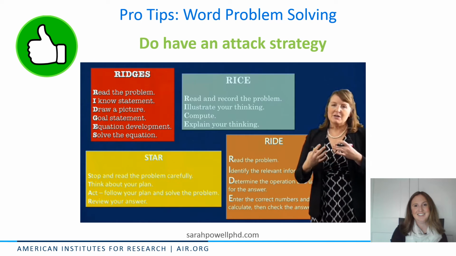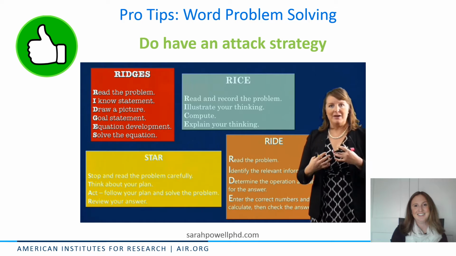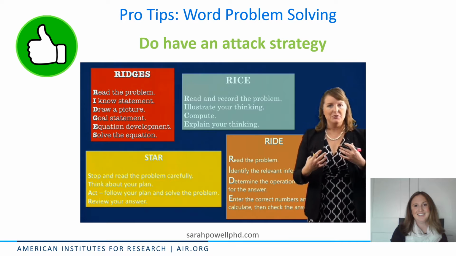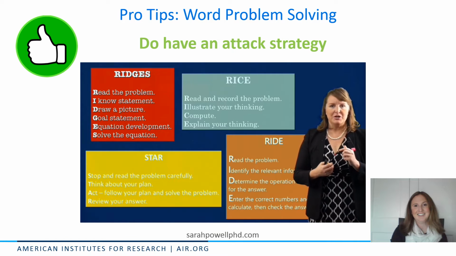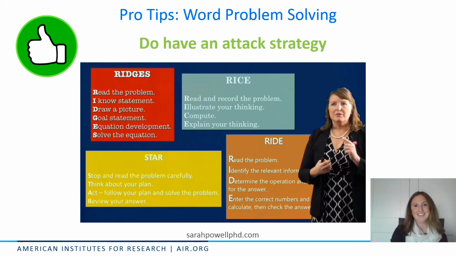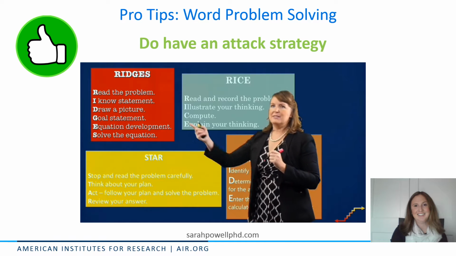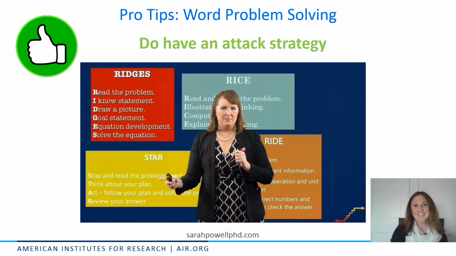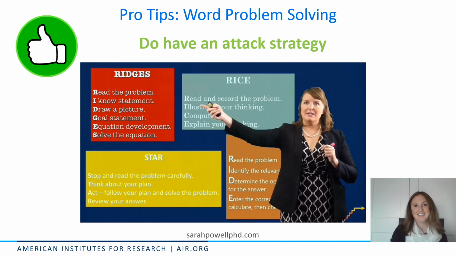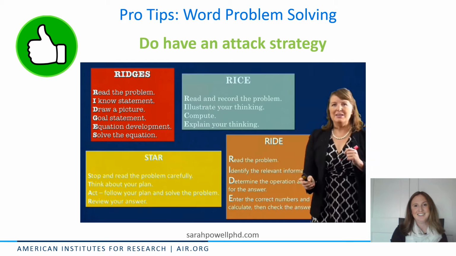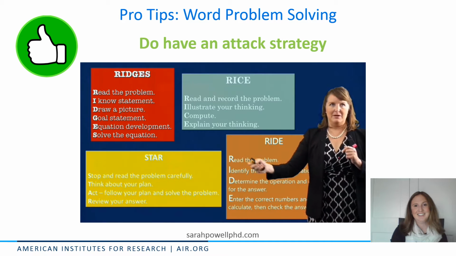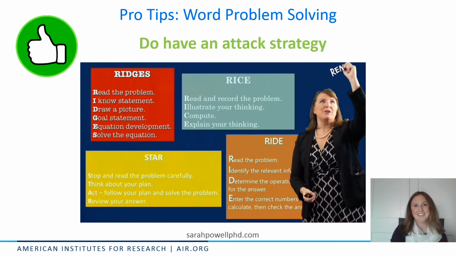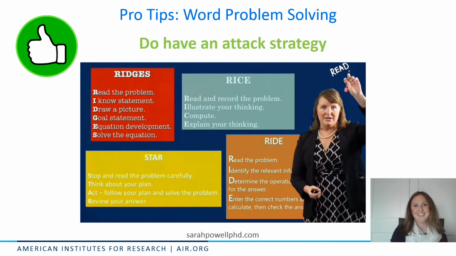Now, across attack strategies, there are some commonalities. I always say that I don't really care which attack strategy you use, I just want your attack strategy to include these things. The first thing that I notice is that in RIDGES, I have to read the problem. In STAR, I have to stop and read the problem carefully. In RICE, I also have to read the problem. And look, in RIDE, we have to read the problem. So the first really important thing in a good attack strategy is that we read the problem.